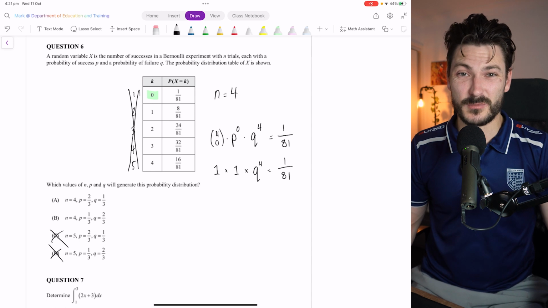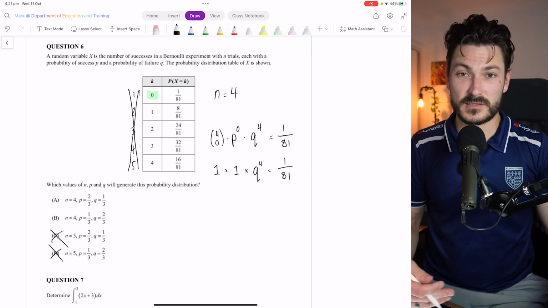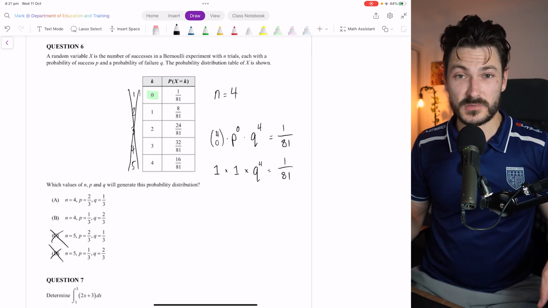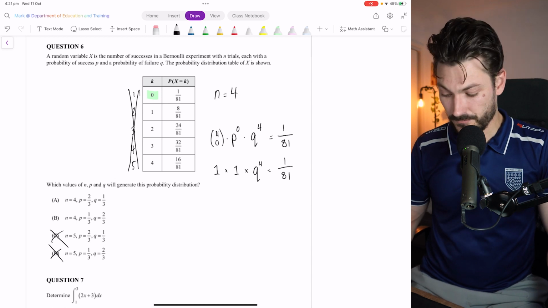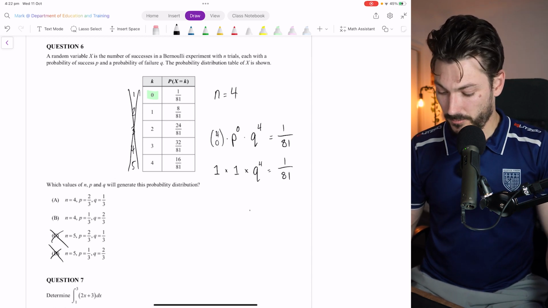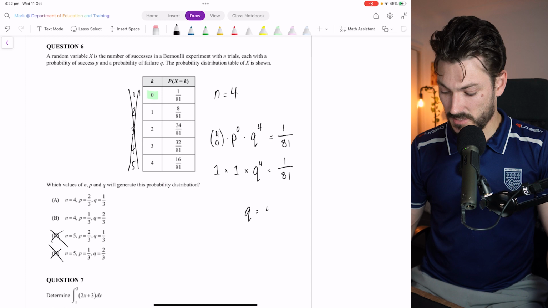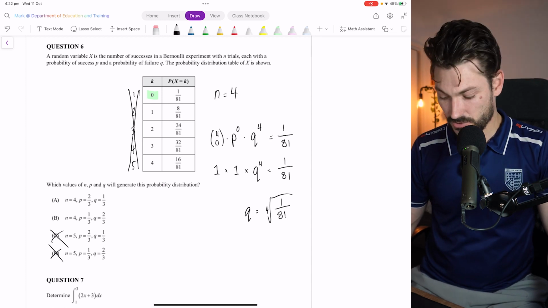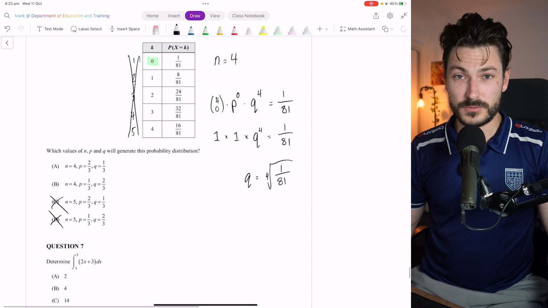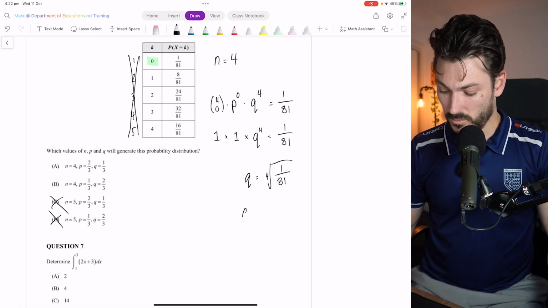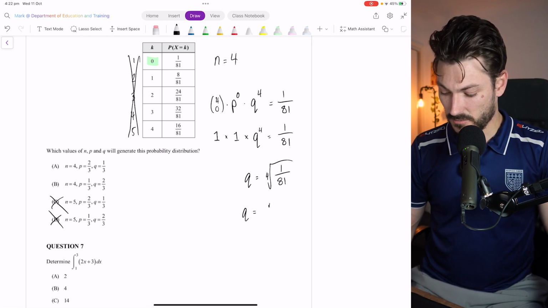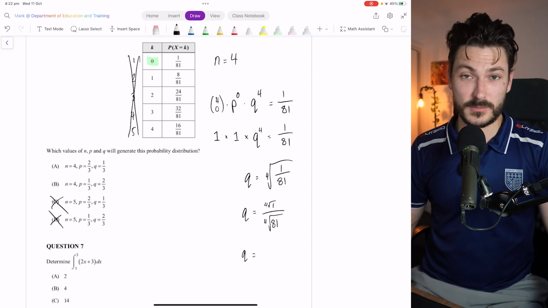So our question becomes, what do I times by itself 4 times to get 1 over 81? Well, if I take the 4th root of both sides, and I'm going to do this fully stepped out because this is a kind of complex, unfamiliar question. If I take the 4th root of 1 over 81, what that means in a fraction form is I'm going to take the 4th root of 1, and I'm also going to take the 4th root of 81. Now, what times itself 4 times to get 1?